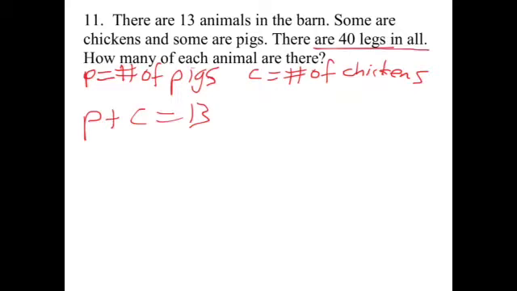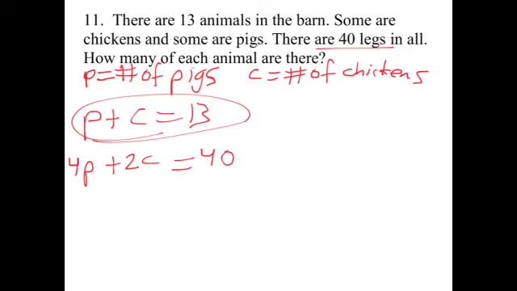And it says there's 40 legs in all. Well, that'll give you a total of 40. Well, how many legs does a chicken have? That's just 2. So you should do 2C, 2 times the number of chickens, to get that many legs from the chickens. And there's 4 legs on a pig, so you're going to do 4P. And that's going to be my second equation. 2 equations, 2 unknowns. I can now solve it.